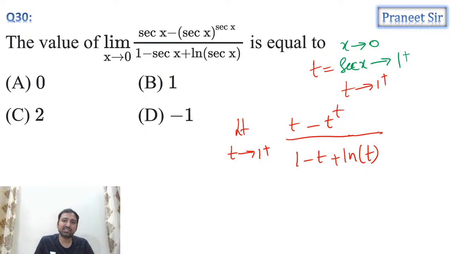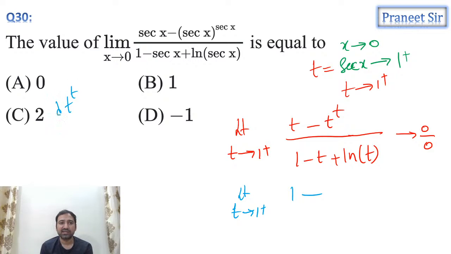So when you substitute t equals 1 here, what do we get, guys? Are we getting 0 by 0? Yes, we're getting 0 by 0. So can we apply L'Hospital rule? Let's apply L'Hospital rule here. Numerator differentiation: t differentiation is 1, and t power t differentiation, guys. What is d by dt of t power t? It is t power t into the differentiation of t log t, which is 1 plus log t.